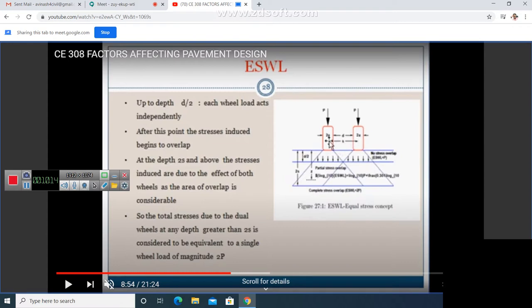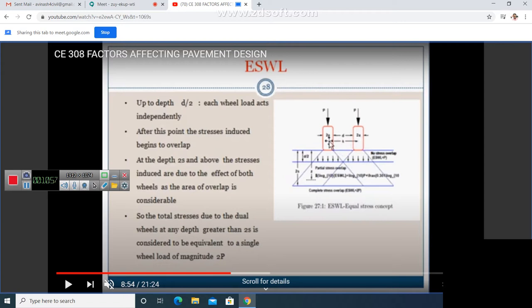Now after depth d by 2, this portion, here you can see that this line shows the stress distribution due to this wheel, and here there is a line denoting the stress distribution due to the other load. So after a depth d by 2, you can see that the stresses are being overlapped. Now, when you take a greater depth, depth greater than 2s, the stresses induced are due to the effect of both wheels, as the area overlap is considerable.